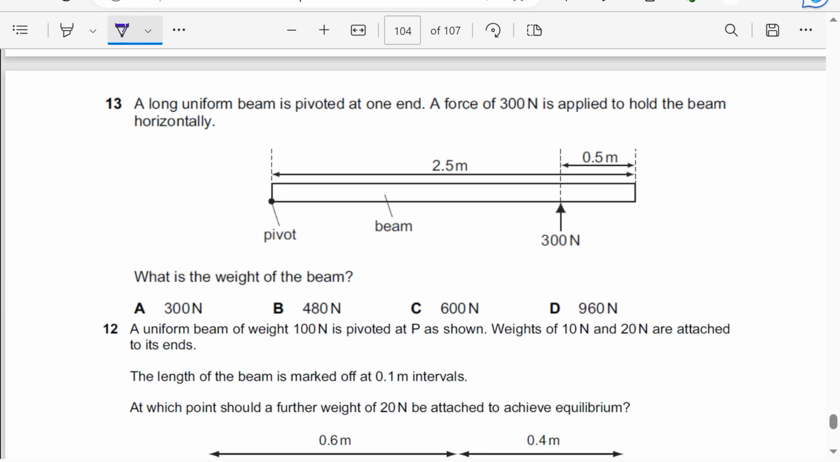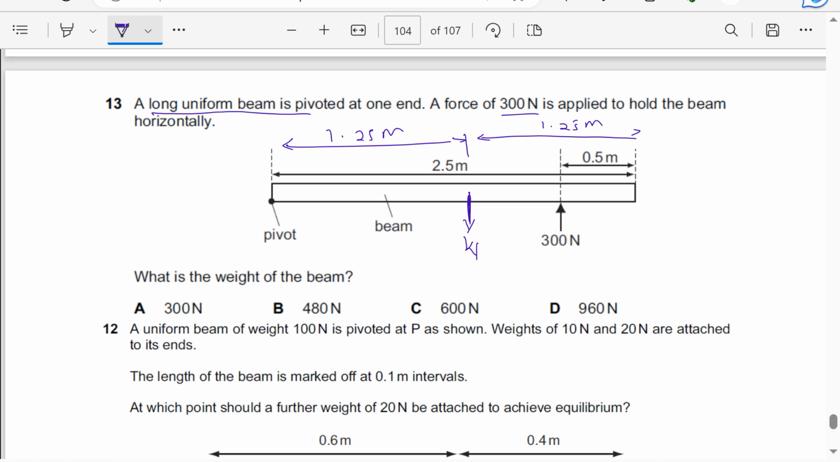A long uniform beam is pivoted at one end. A force of 300 newtons is applied to hold the beam horizontally. It is uniform, so its weight is at the center. What is the weight of the beam? So let's look for the center. Let's say the center is approximately here. So this is the weight of the beam, W. Now the beam is 2.5 meters long, so 2.5 divided by 2 is 1.25. So this distance is 1.25 meters, and the other one is also 1.25 meters.